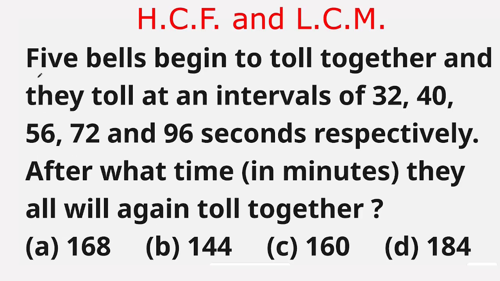Our question is, 5 bells begin to toll together and they toll at an interval of 32, 40, 56, 72 and 96 seconds respectively. After what time in minutes will they all again toll together? The given options are option A 168, option B 144, option C 160, option D 184.